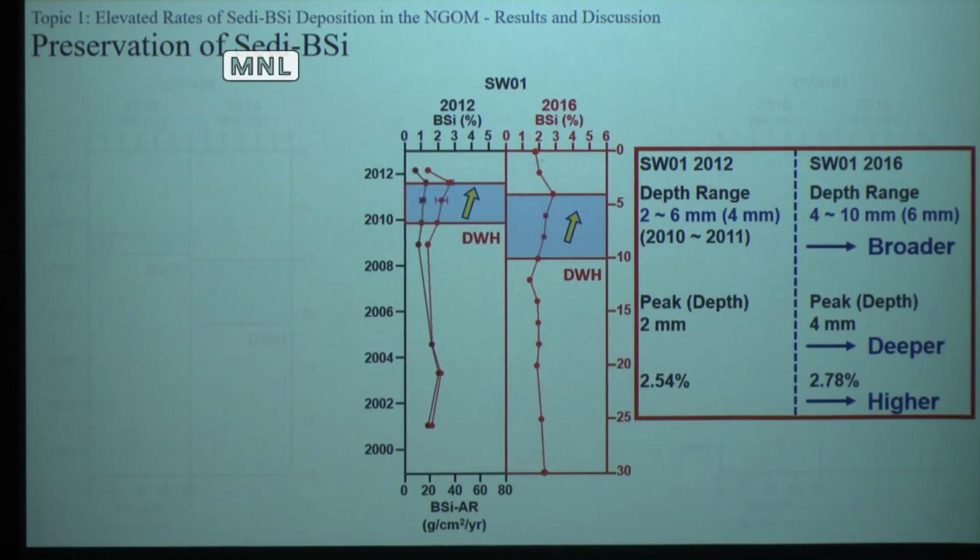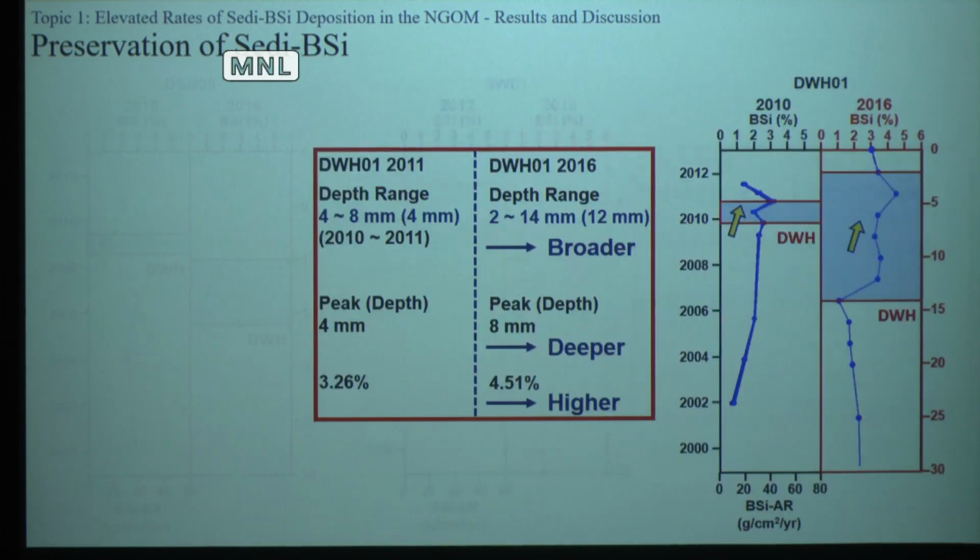In the case of SW01, the Deepwater Horizon oil spill influenced layer was found at 2 to 6 millimeter in the 2012 core and 4 to 10 millimeter in the 2016 core. So it also became broader in the 2016 core, and the depth of the peak also became deeper in the 2016 core. And the peak value became very slightly higher in the 2016 core, but it's still really similar.